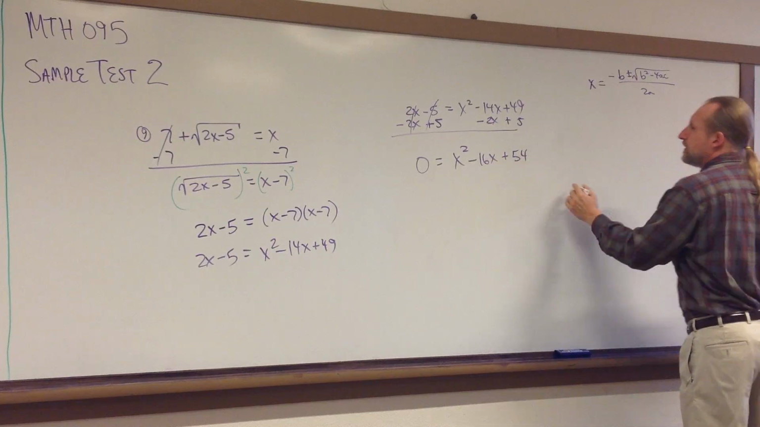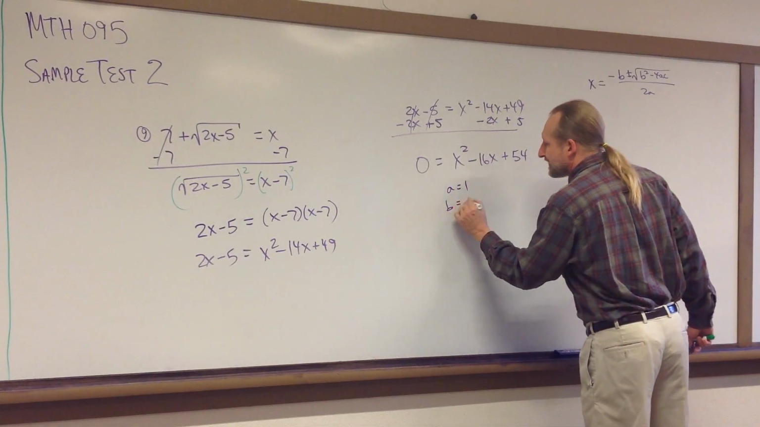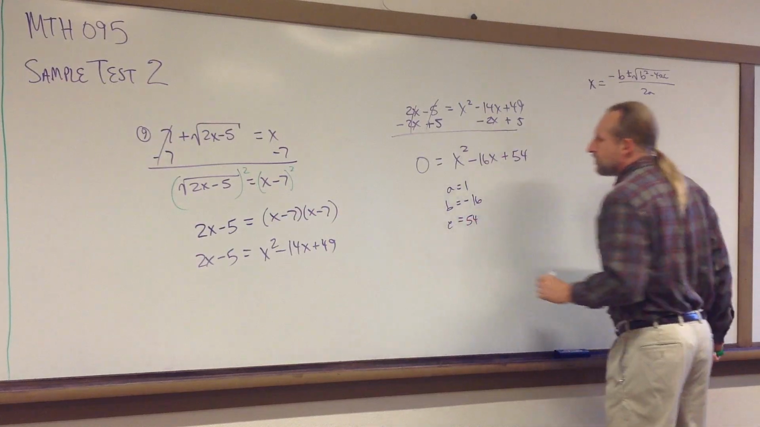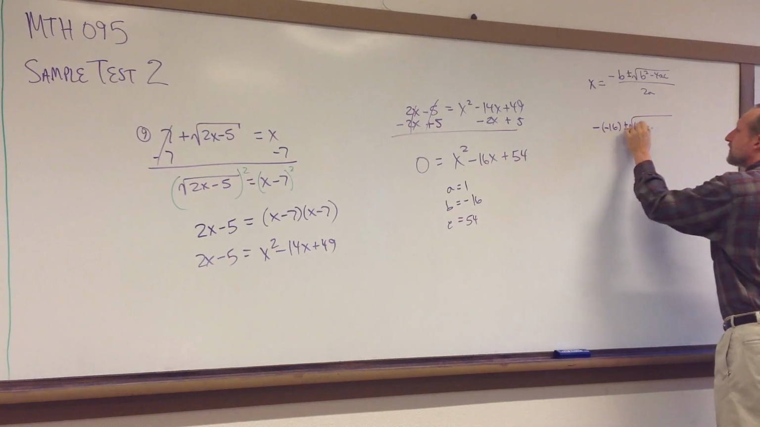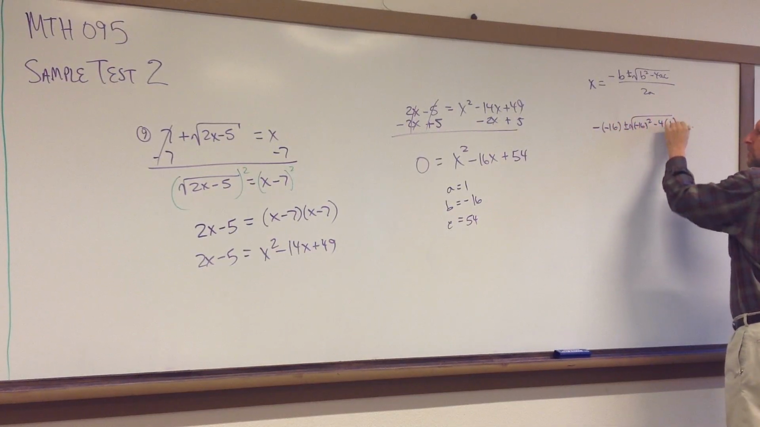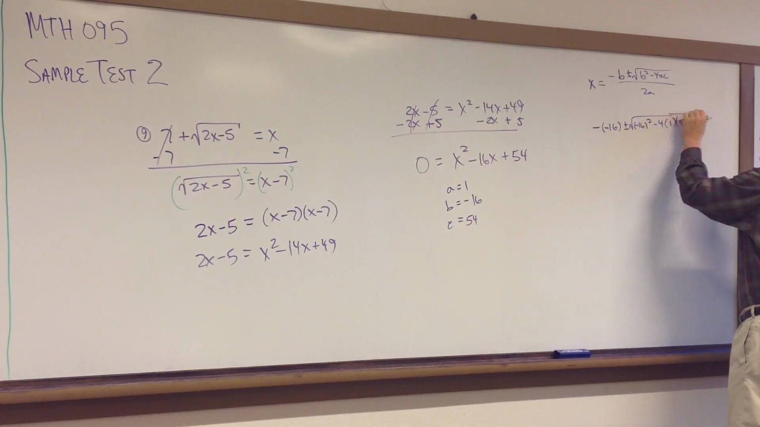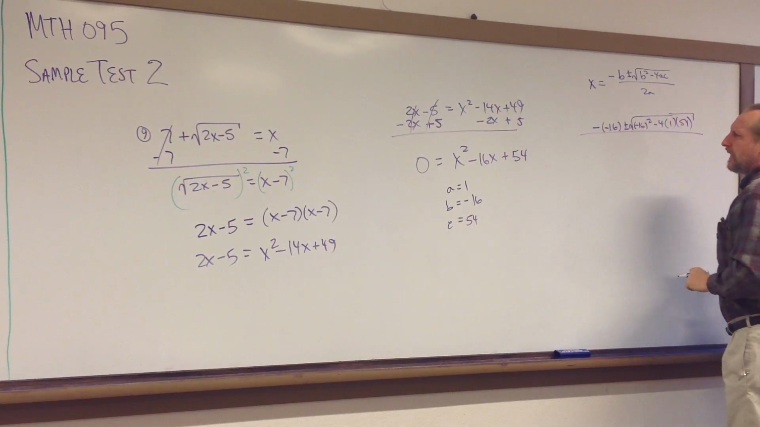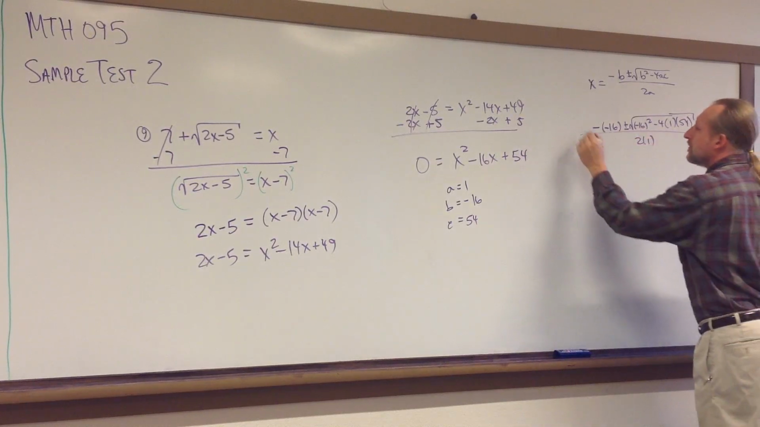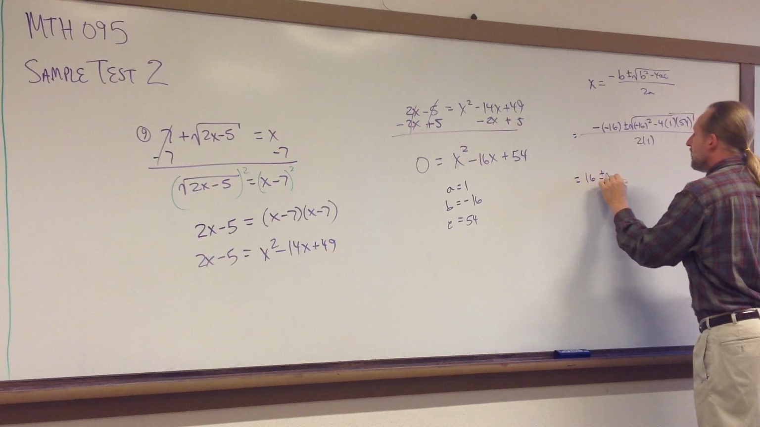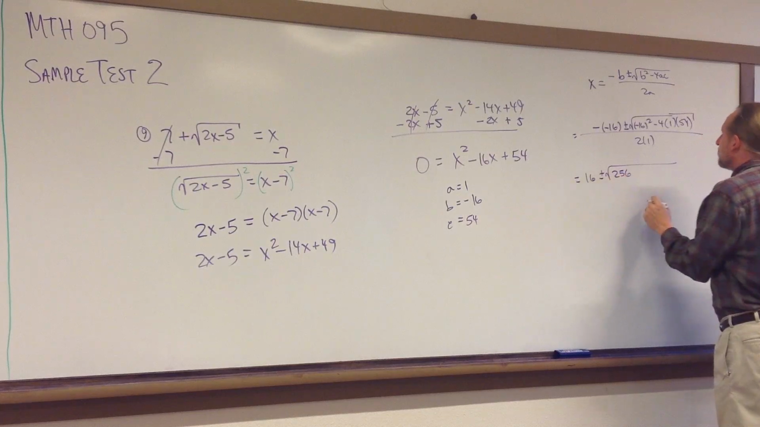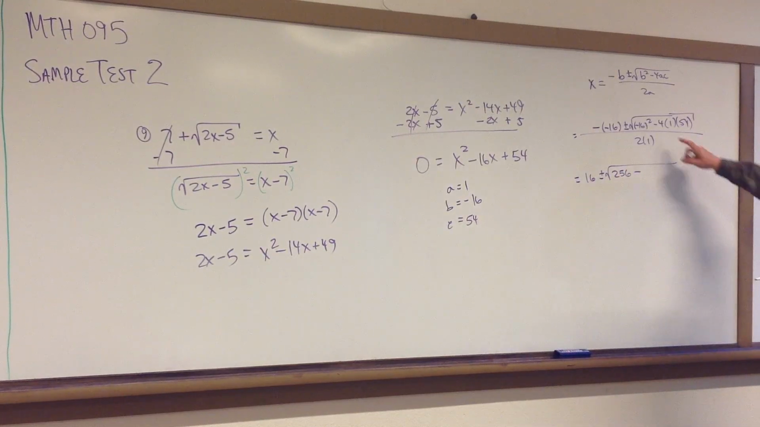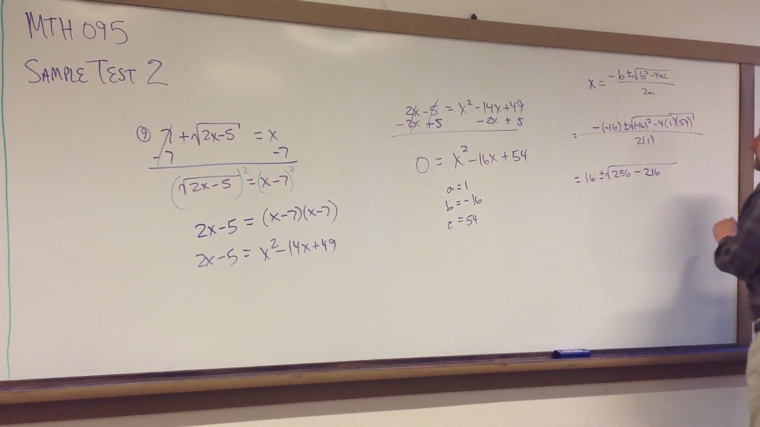So let's see here. We've got A is 1, B is negative 16, C is 54. So this will be negative negative 16 plus or minus the square root of negative 16 squared minus 4 times 1 times 54, and then on the bottom, 2 times 1. So let's see, 16 squared should be 256. And then minus 4 times 54 should be 216.